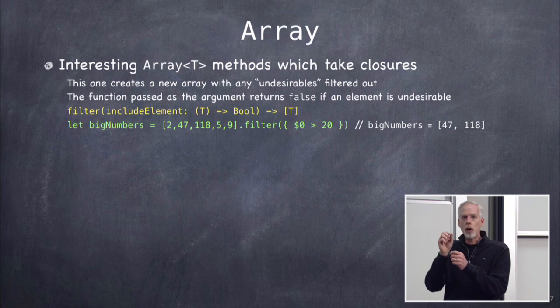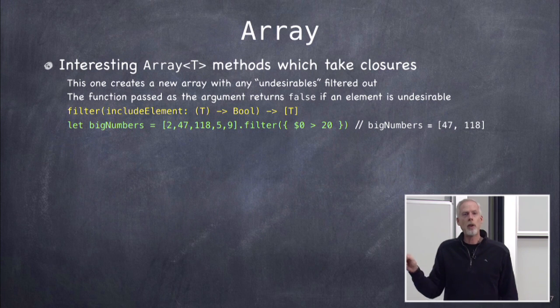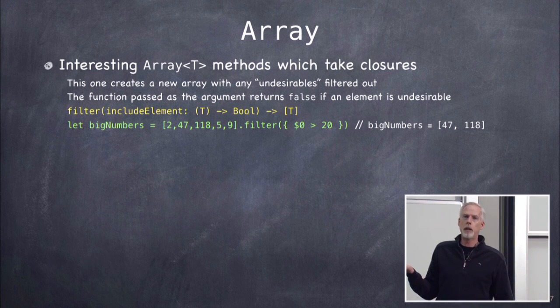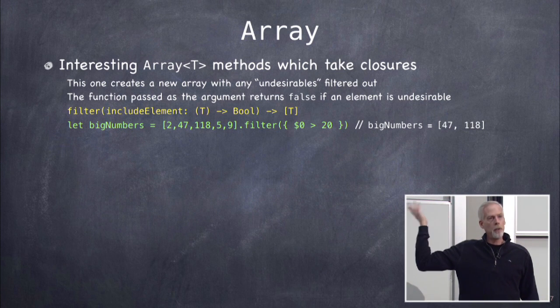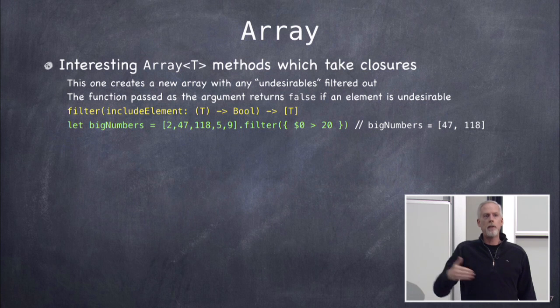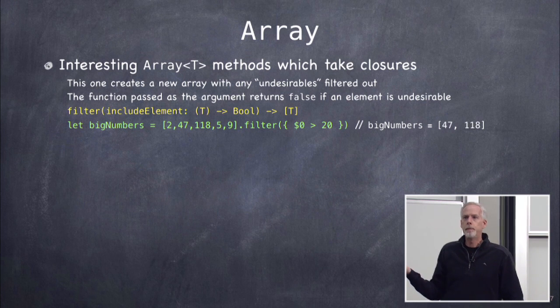Okay, I can use $0 to be the one and only argument to the function. I'm just going to check and see if $0 is greater than 20. In other words, is this a big number? So I get back an array which has only 47 and 118 in it because I've filtered out all the things where the value is not greater than 20.